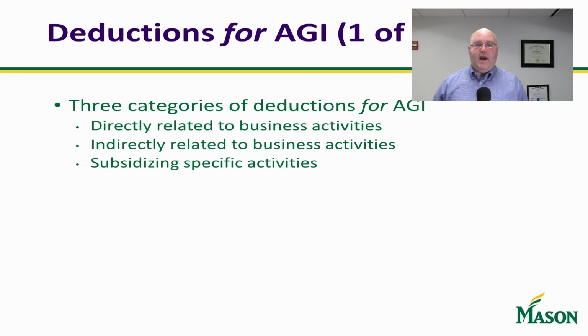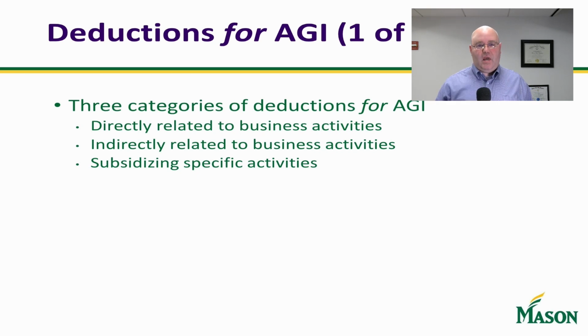Okay, so the three categories the book gives you for deductions for AGI: directly related to business, indirectly related to business, and subsidizing specific activities. Now, if you ask any CPA which deductions are for AGI, or above the line deductions as I like to say, they're probably going to refer to bullet point 3, because bullet point 3 really is in this section of the tax return listing out deductions. Now, it's kind of a misspeak because deductions take place at other portions of the tax return.